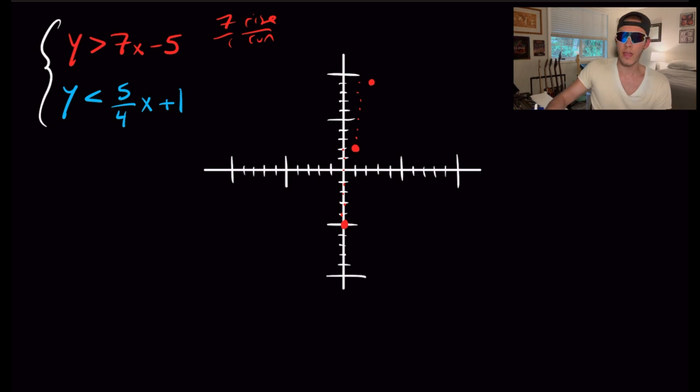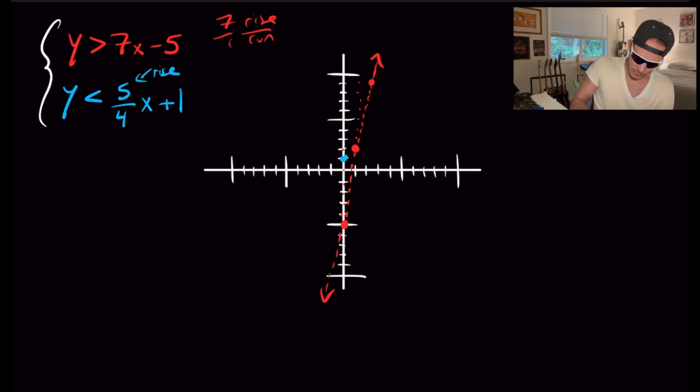This is y is greater than, just greater than, so this is going to be a dashed line. And for the blue one, our y-intercept is 1, so I'll plot that point right there. Slope is 5 over 4, so rise over run, up 5 over 4. 1, 2, 3, 4, 5, and then to the right 4. 1, 2, 3, and 4.